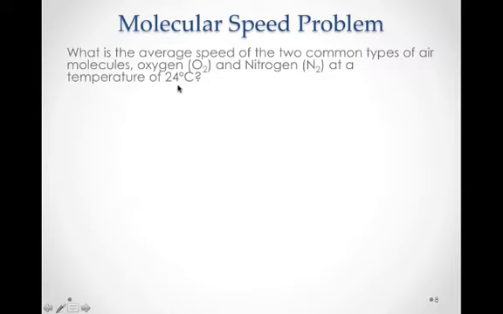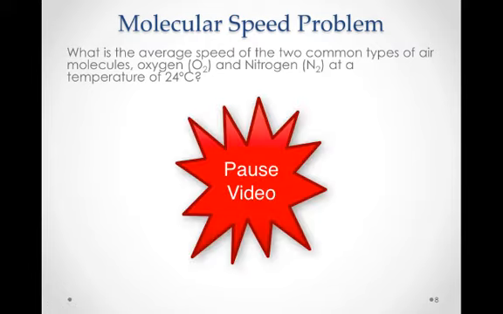So here is our problem for finding the average molecular speed, or RMS speed. Find the average speed of two common air molecules, oxygen and nitrogen, at 24 degrees Celsius. Remember, you're going to have to find the actual mass of these molecules first before you go on to solving for the RMS speed. Good luck, and come back when you're done.